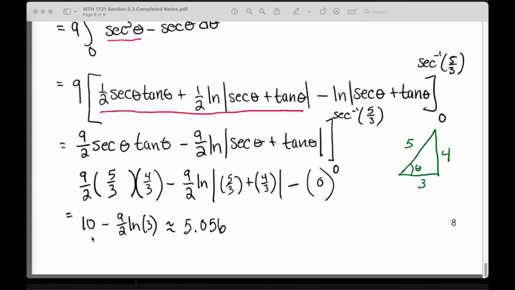Then when I clean this up, I end up getting 10 minus 9/2 the natural log of 3. And remember, when I subtract what I get when I evaluate it at 0, that whole big mess is 0. And so all I have to do is figure out what this is. And when I put that in on the calculator as an approximation, I get 5.056. So this is my exact value. This is my approximated decimal value.